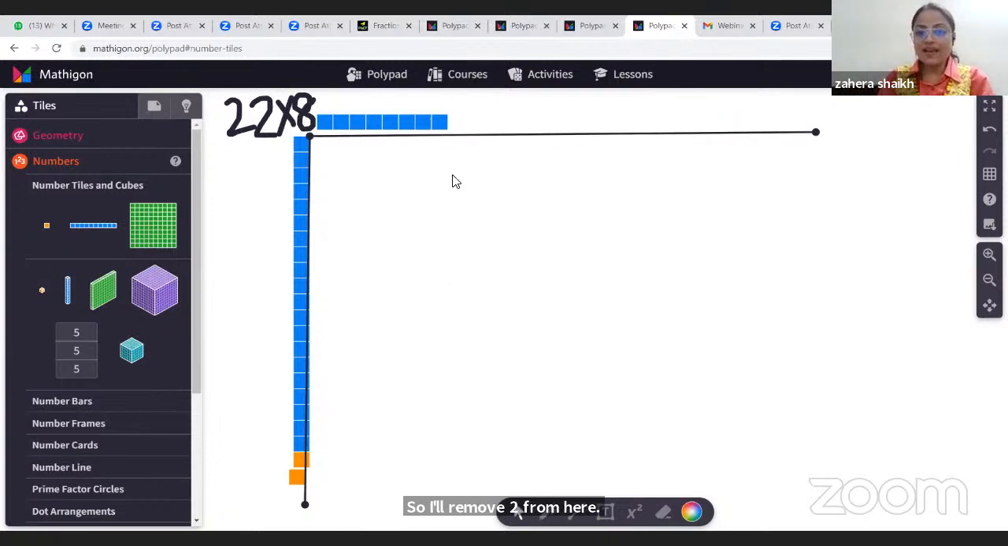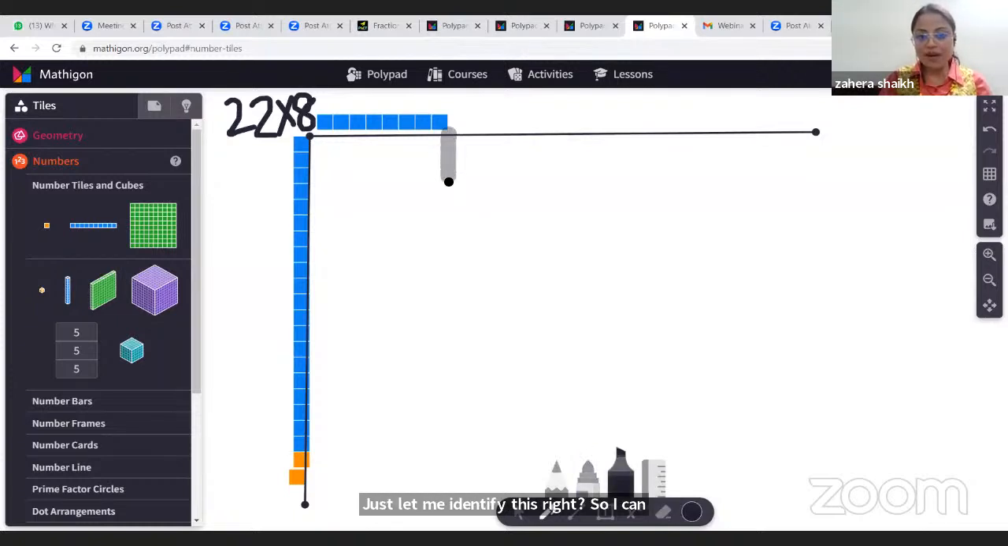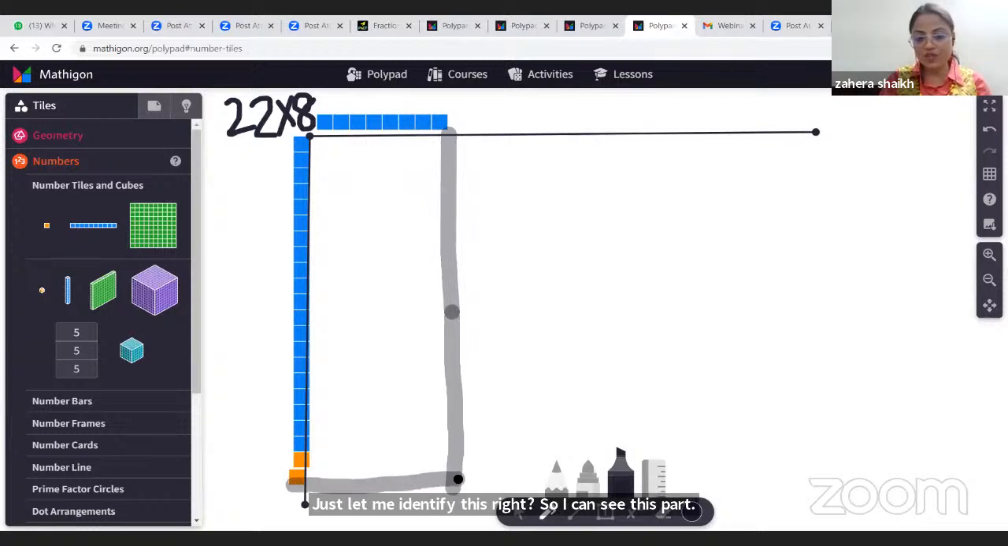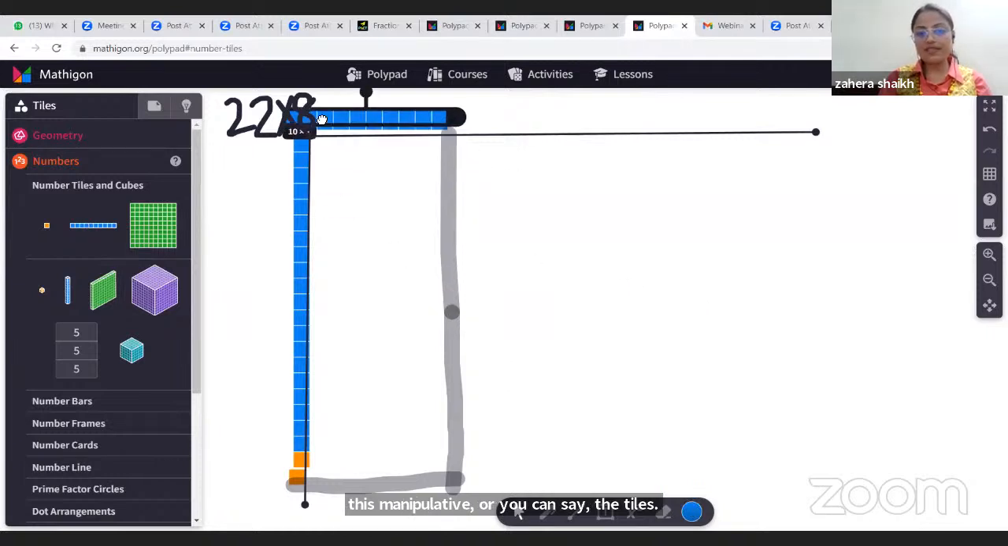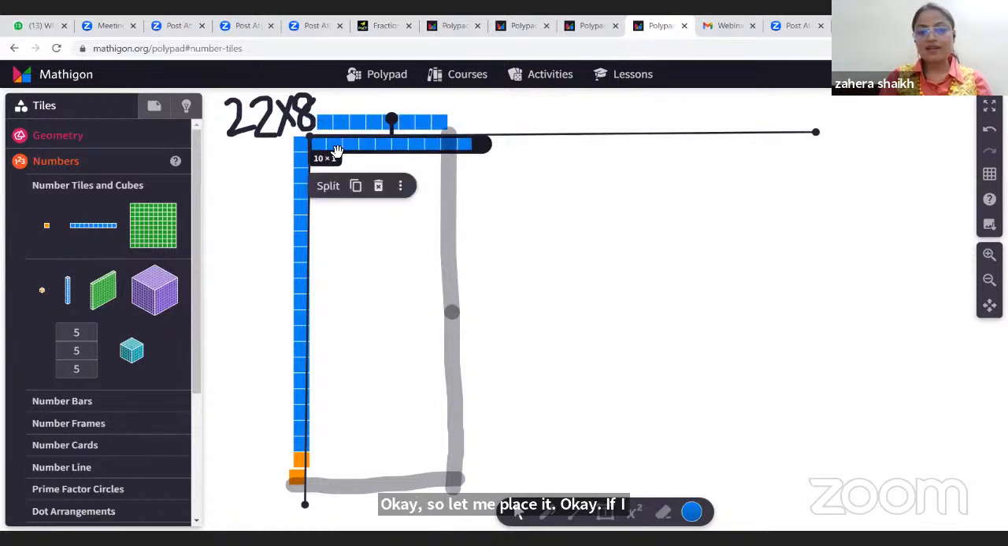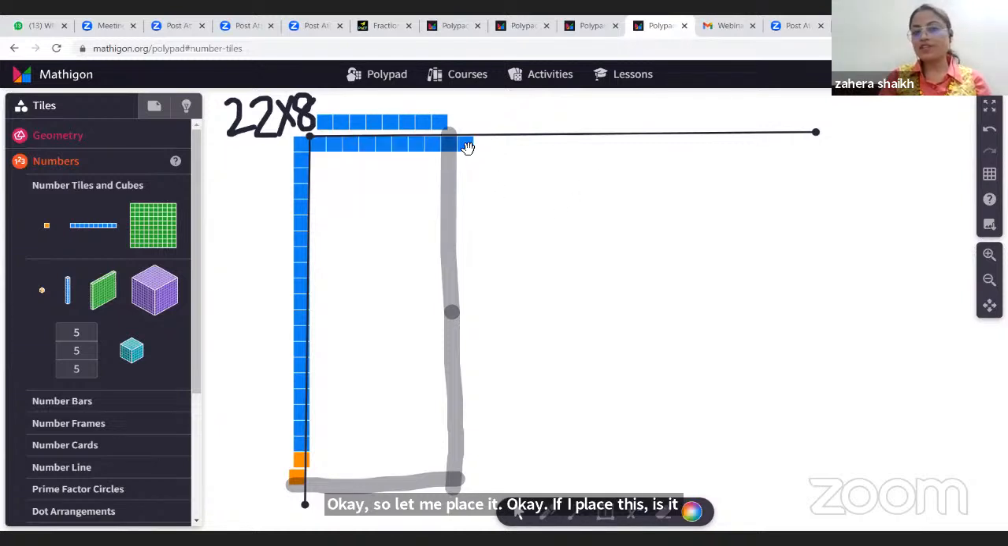Now I can see there is a place which can be covered using all the bars, the rods, or this unit block to make a rectangle. Just let me identify this. This whole part is the area which I need to cover with this manipulative, or you can say the tiles. Okay, so let me place it. If I place this, is it fitting over here? No, it's not fitting. I can see that one is extra over here.